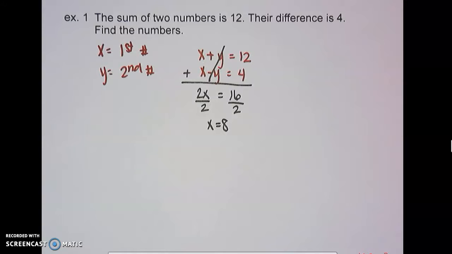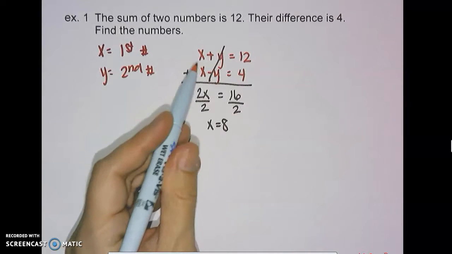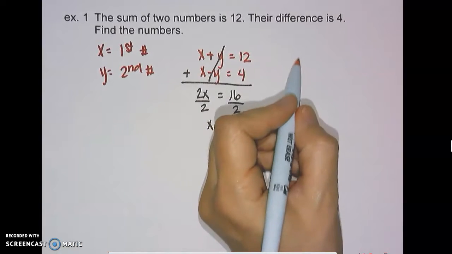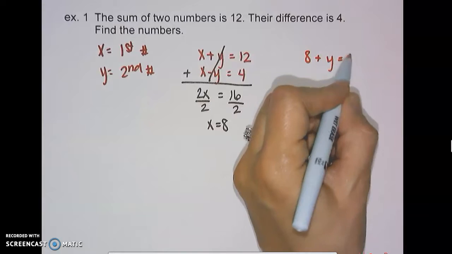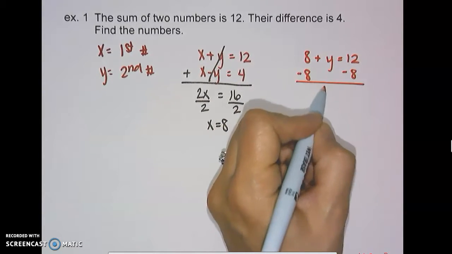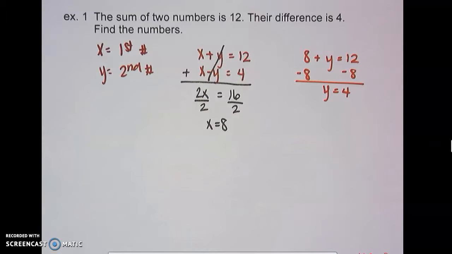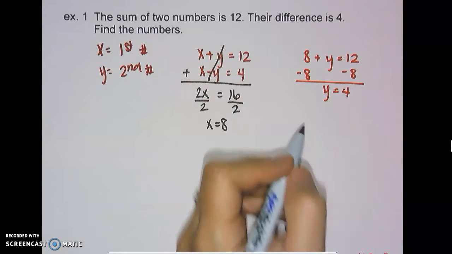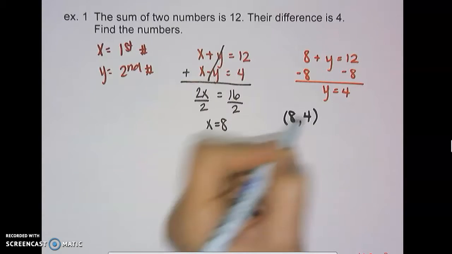So next thing is take that 8 and substitute it back in for one of the original equations. Let's choose the first one. So we have 8 plus y equals 12. When we subtract 8 on both sides, we get y equals 4. So that means that our solution in alphabetical order is 8, 4.